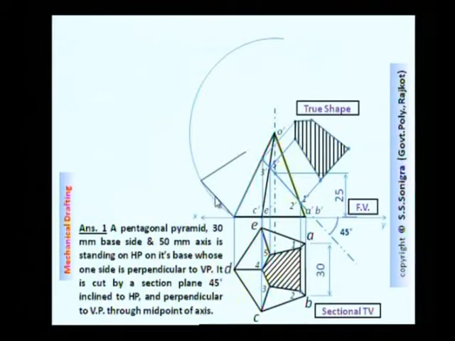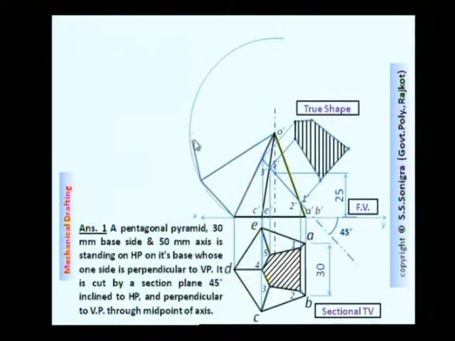And as it's a pentagonal pyramid, draw a triangle over here. Take side length 30 mm as radius, take this point as a center and put an arc over here. So this distance is 30 mm, and join this point with O dash. So it's one triangle. Similarly, as it's a pentagonal pyramid, 5 triangles would be there.